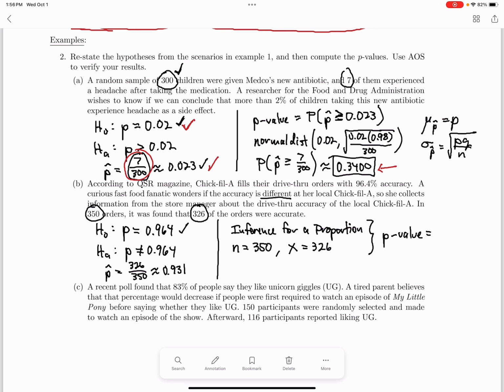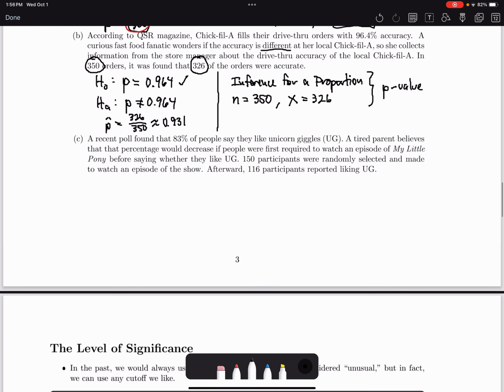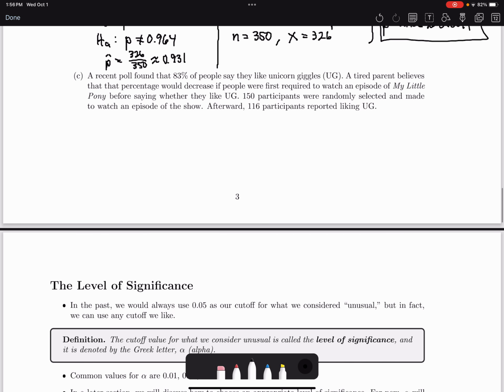So the p-value, maybe I should say, is approximately 0.0011. Okay. Last one. I'll let you do this one. Go ahead and pause the video, see if you can work it out on your own.